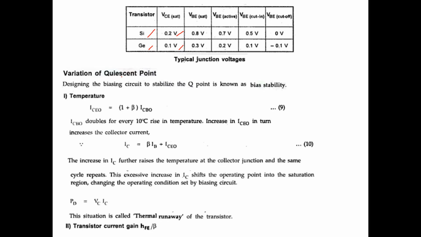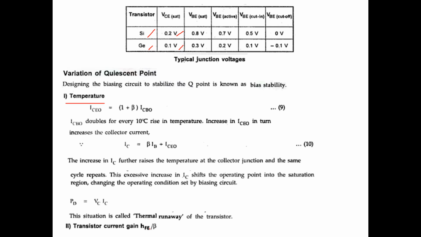But that intersection point of the IB with the DC load line is not going to be maintained at the Q point only. That is a problem. What are the reasons? The reasons are temperature and transistor current gain. These are going to impact the quiescent point movement.